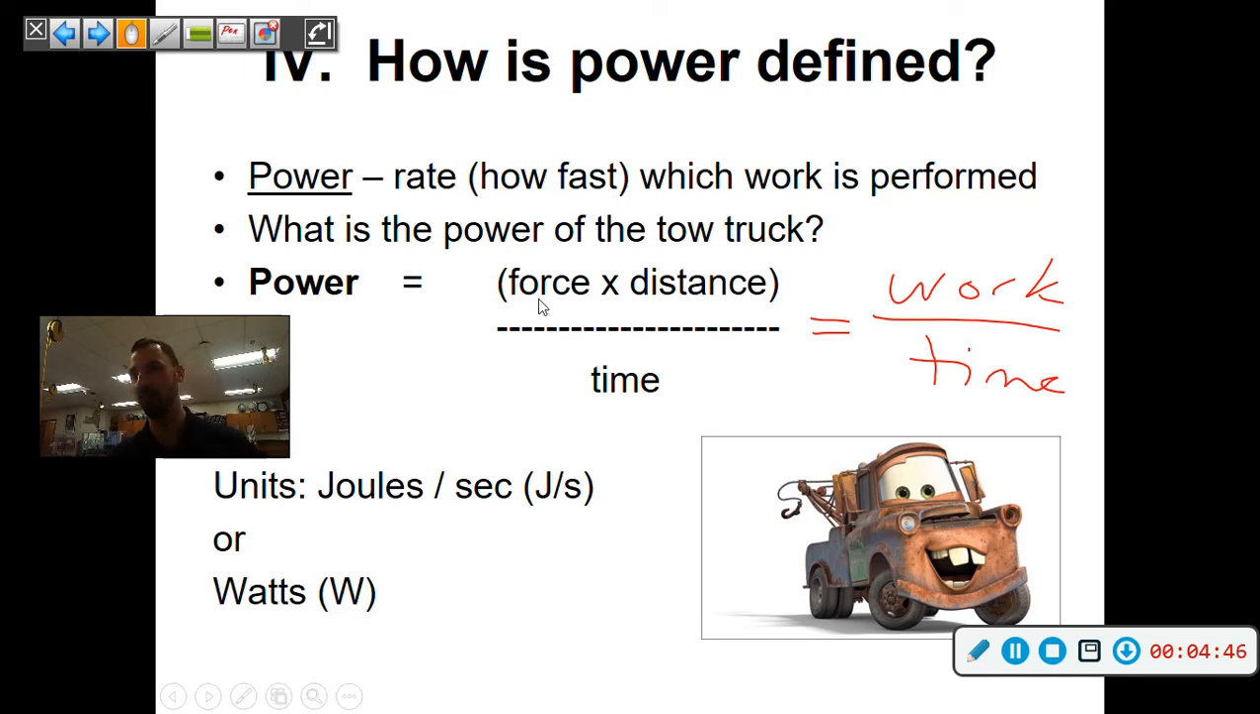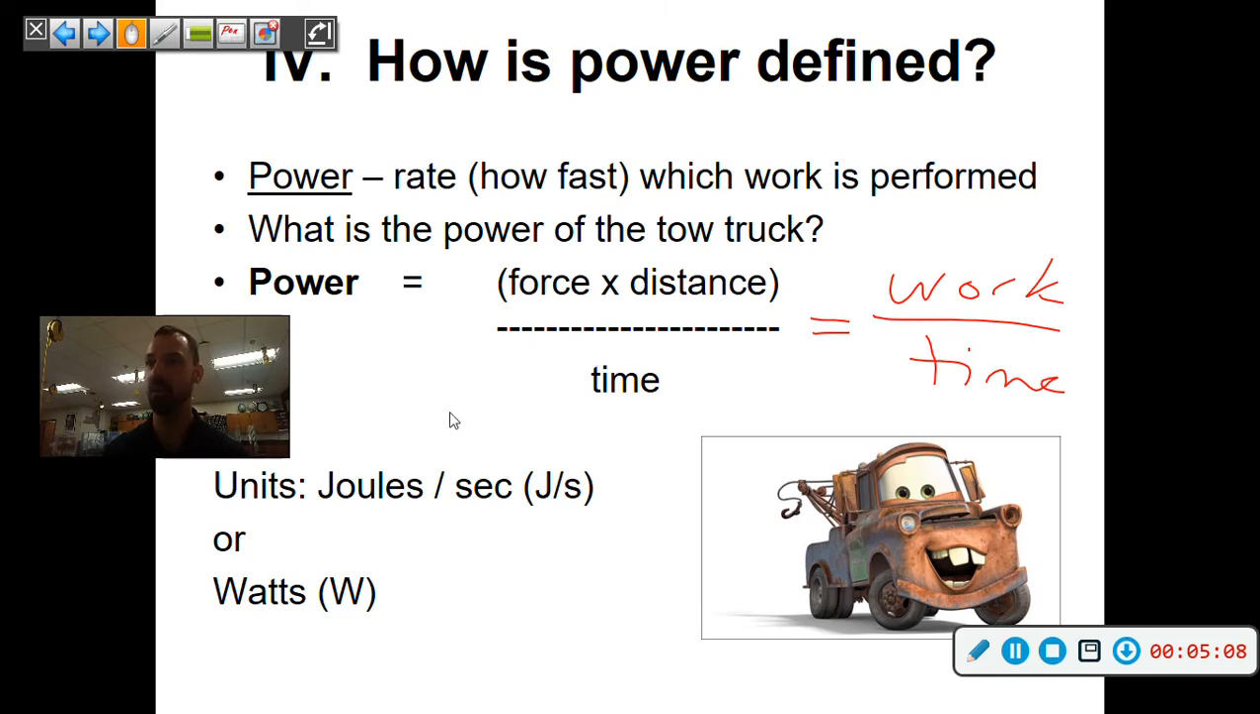So remember, force is in newtons, distance is meters, and time should be in seconds. So just make sure everything is in the correct units, because otherwise you're not going to get the correct calculation. So with power, especially, the time has to be in seconds. So if they give you hours or minutes, you're going to have to convert it to seconds.